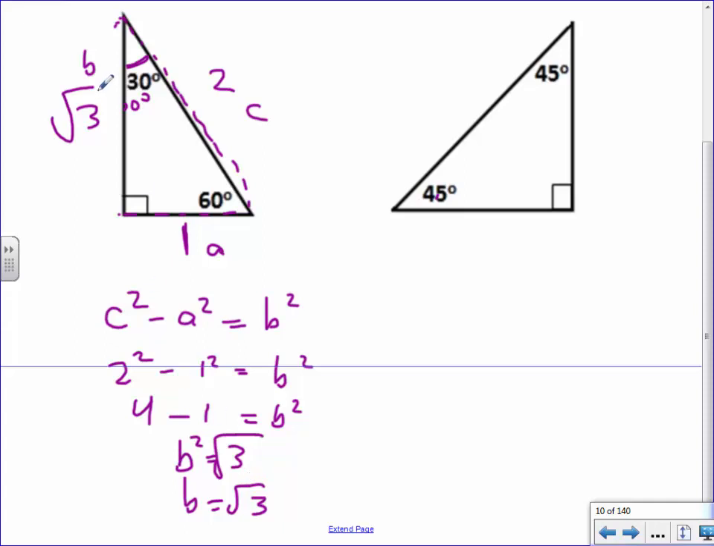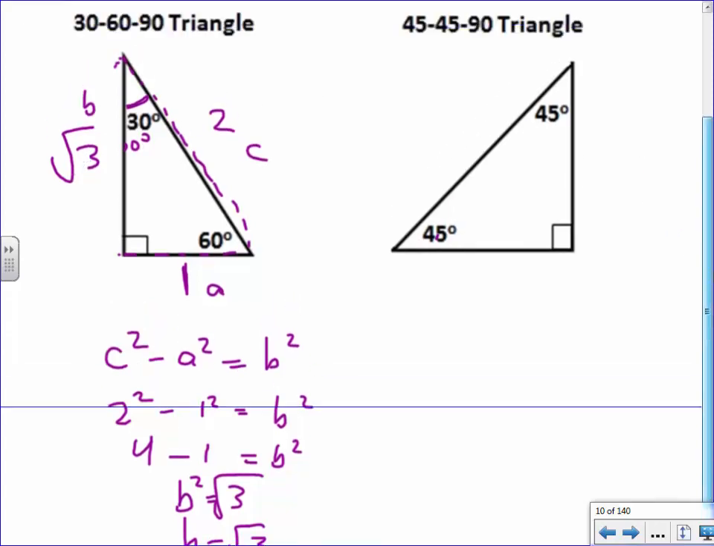In a few slides, I'm going to show you how this can be useful in solving exact values. But I'm going to pause on that for a second. Everybody understand how I came up with root 3 on the side right here? Okay. Let me show you the other triangle here, and then I'll show you how we use it in a second.